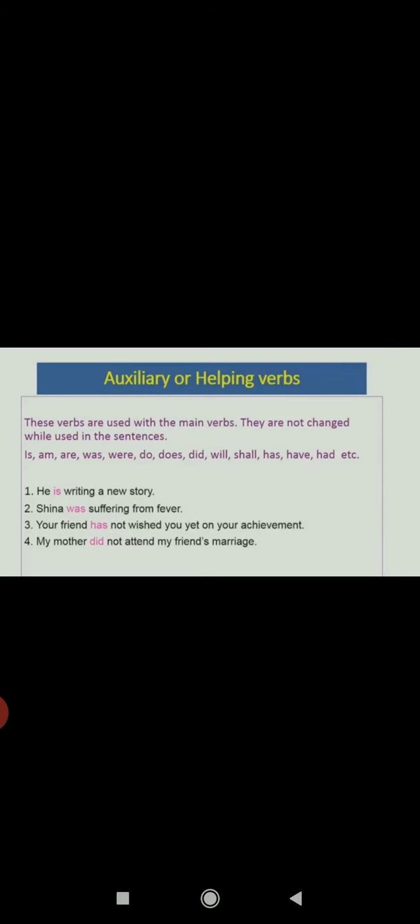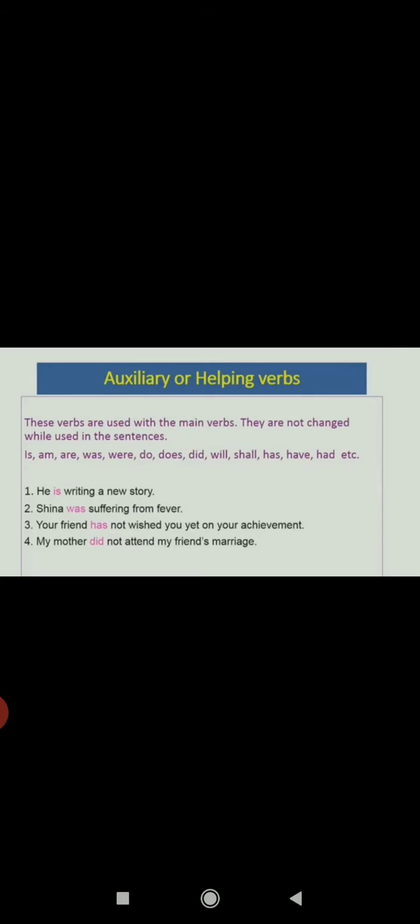Next one is auxiliary or helping verbs. So, these verbs are used with the main verbs. Students, auxiliary or helping verbs are used with the main verbs. They are not changed while used in the sentences. Is, am, are, was, were, do, does, did, will, shall, has, have, had, etc.